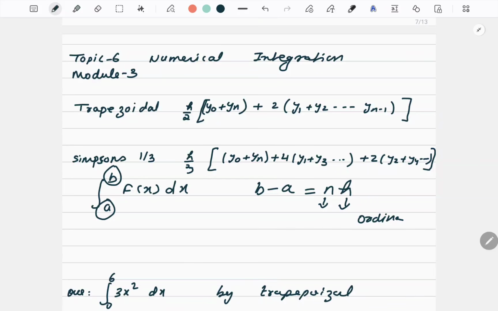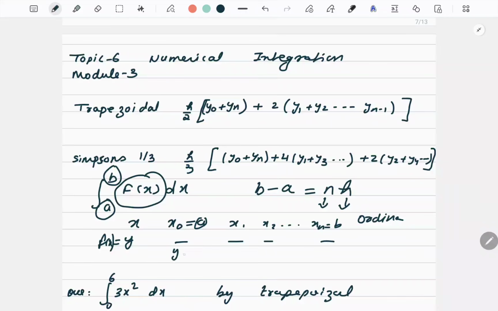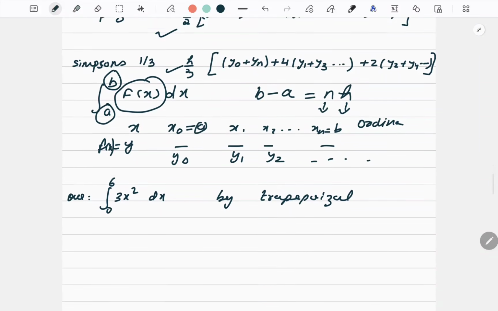So what is the procedure? What do you have to do? You have to write first the x values, which will start from x0. x0 is A. Then x1, x2 up to xn, and xn will be equal to B. Then you have to find y or f(x). Whatever function they give, you put this value of x in that and write down the values here. Now this will be y0, y1, y2, like this I will name it. Now if they are asking trapezoidal rule, this is the formula I should use. If they ask 1/3 rule, this is the formula I should use. Let's do one question to understand it.